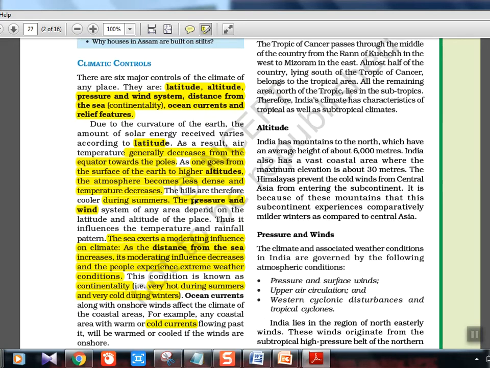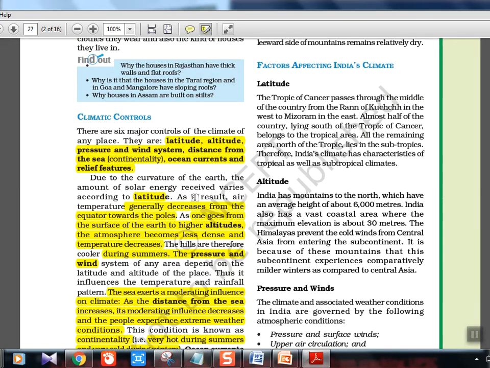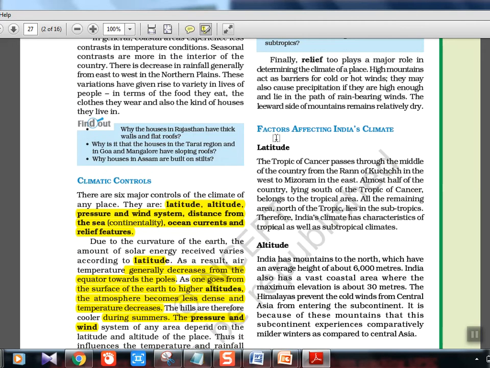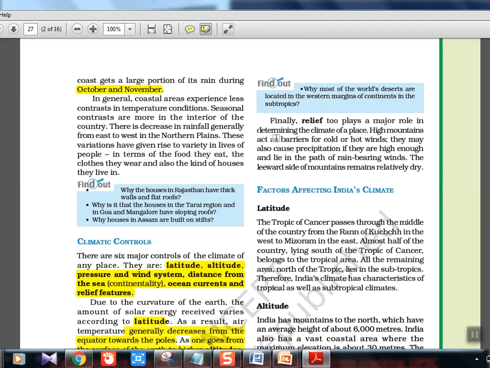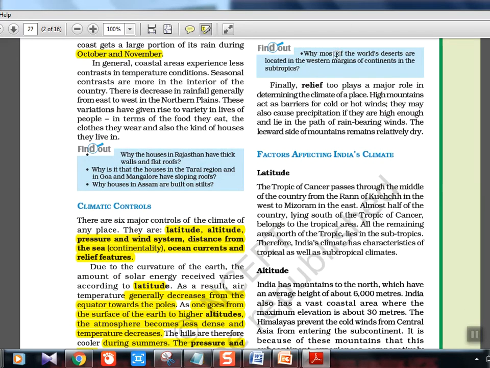Now with respect to India, again they are telling all these factors. Why are the world's deserts located on the western margin of continents in the subtropics? This was actually a UPSC question. They just picked out this thing and asked it in UPSC mains. So try to find out the answer for that. Already it will be covered in different classes, but try to answer that.